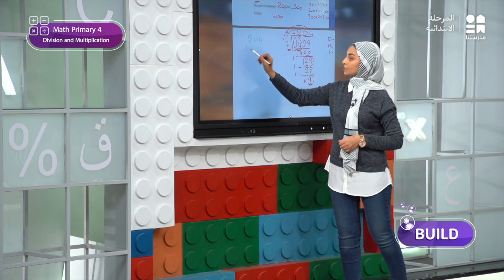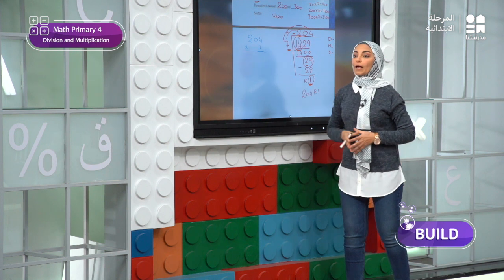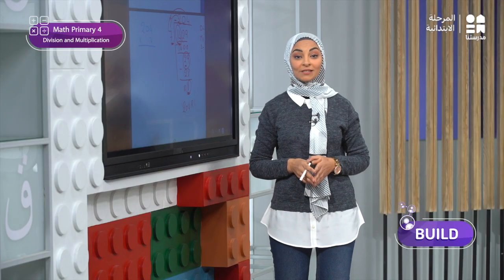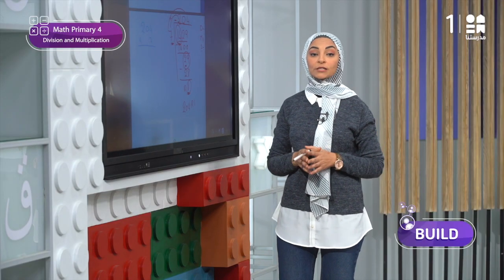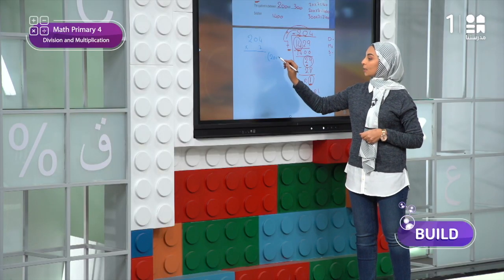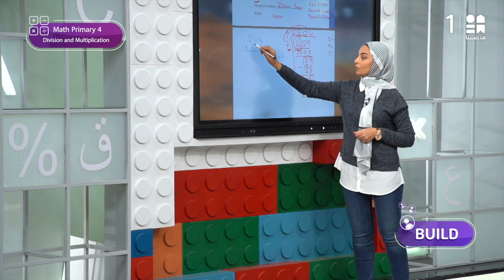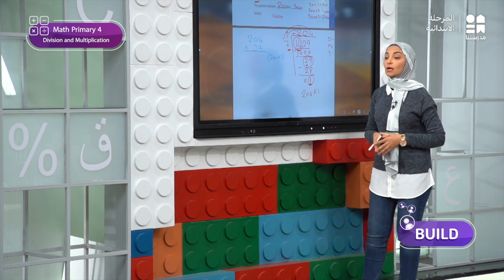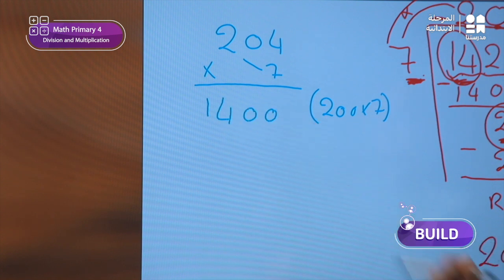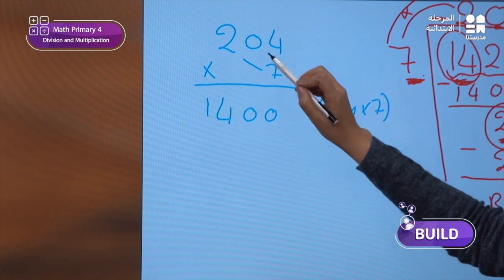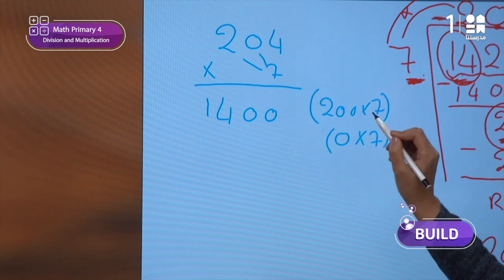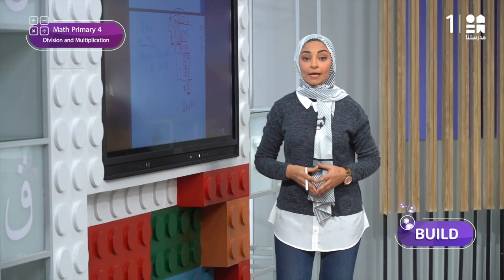Here I want to use the partial products multiplication. Can you remember it? So, first of all, I'll multiply 200 by 7. تعالوا كده نعملها مع بعض. 200 times 7 gives me what? Of course, 1400. I will write it here, 1400. Then what should I do? I'll multiply 0 by 7. 0 times any number gives me 0. So I'll put the answer here.